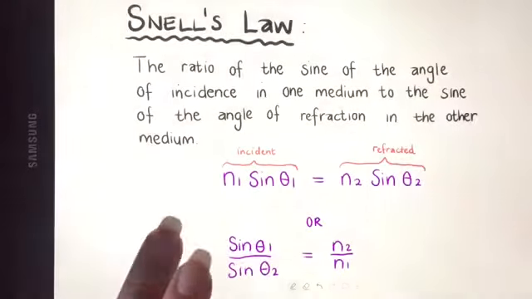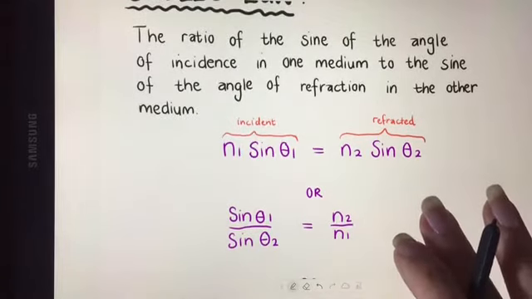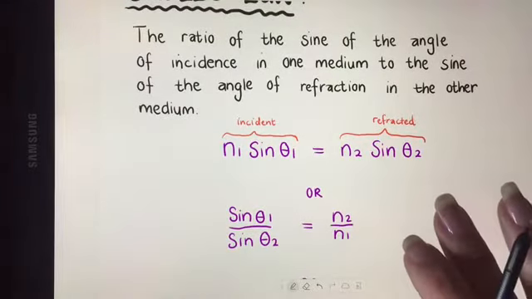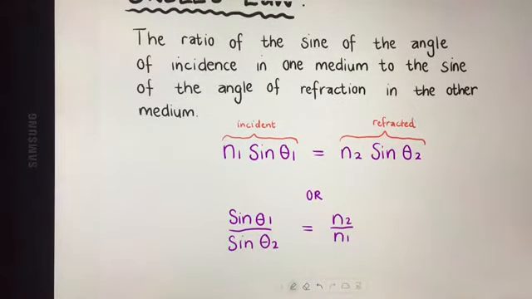Right, ladies, today we are going to look at the next section in geometrical optics, and that is Snell's law. If I look at the guidelines, Snell's law is described as the ratio of the sine of the angle of incidence in one medium to the sine of the angle of refraction in the other medium.